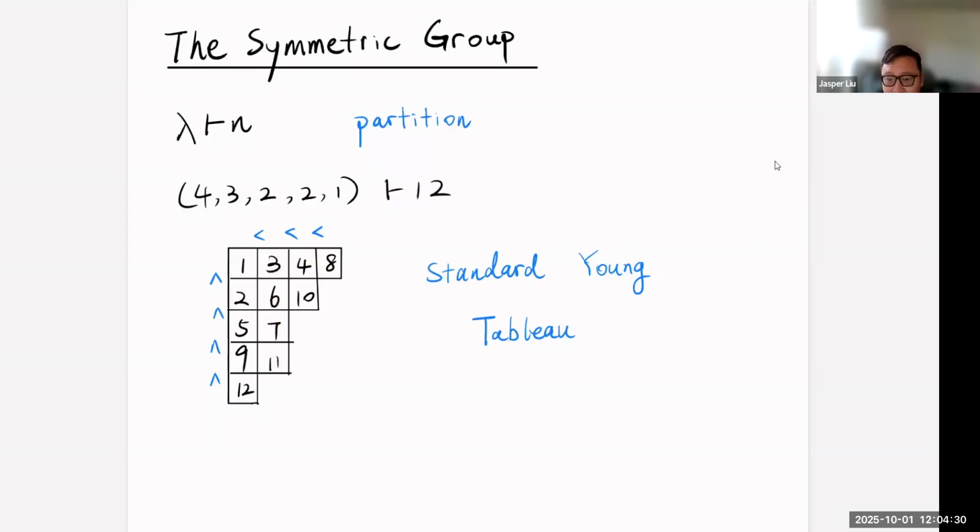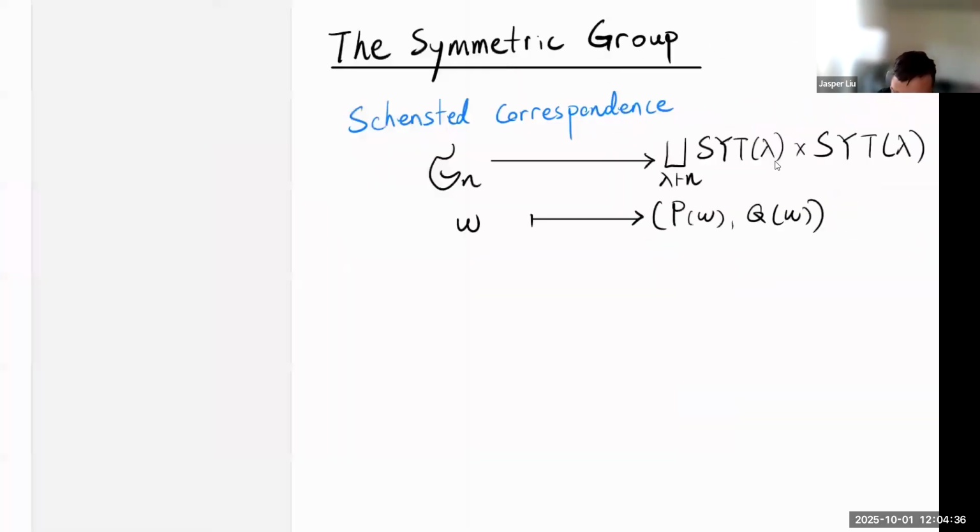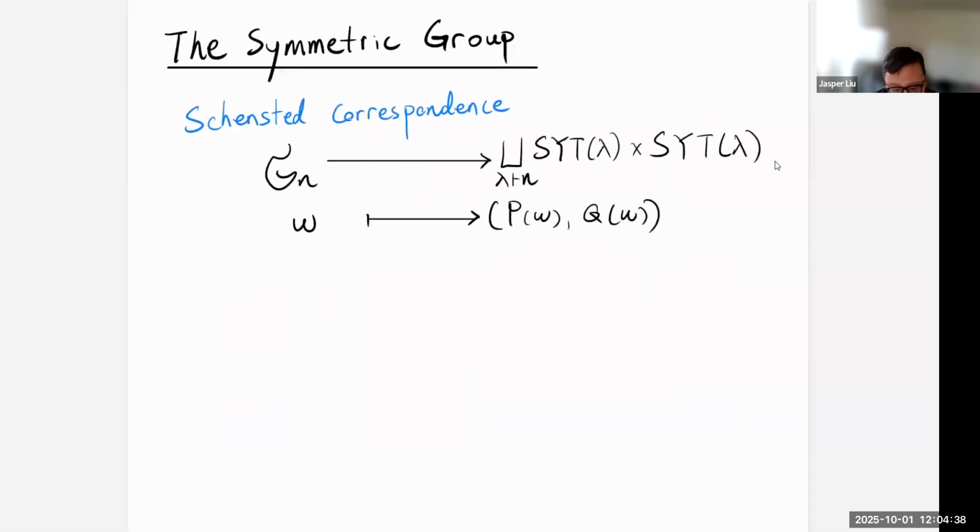Maybe one of the most important bijections in algebraic combinatorics is the Schensted correspondence, which takes an element of the symmetric group and outputs a pair of standard Young tableaux of the same shape. The Schensted correspondence is usually done using an insertion algorithm, which we will not go over here. But later we will see another way of doing the Schensted correspondence.